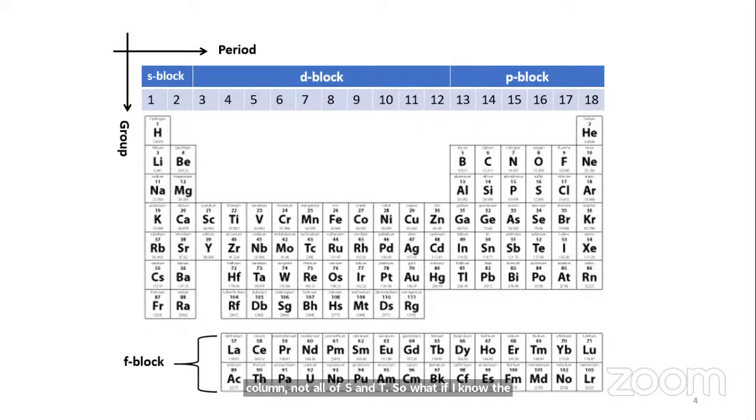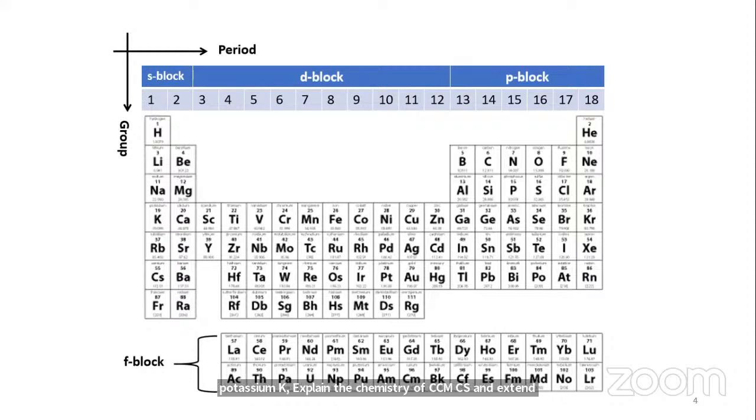I can now use the chemistry of sodium, that is Na, to explain the chemistry of lithium, Li, explain the chemistry of potassium, K, explain the chemistry of rubidium, Rb, explain the chemistry of cesium, Cs, and explain the chemistry of francium, Fr.